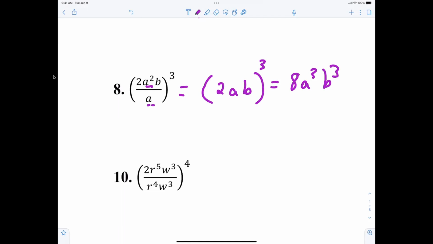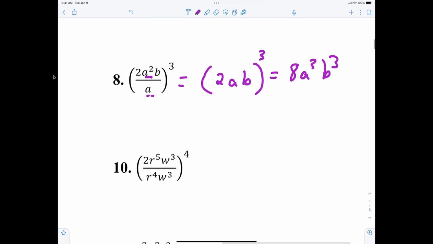How do they cancel out? I don't know what you mean. You're saying they cancel out? A squared divided by a is what, Oliver? A squared divided by a is what? A, you're right, a. You're subtracting the exponents, Oliver. Oh, because 2 minus 1.